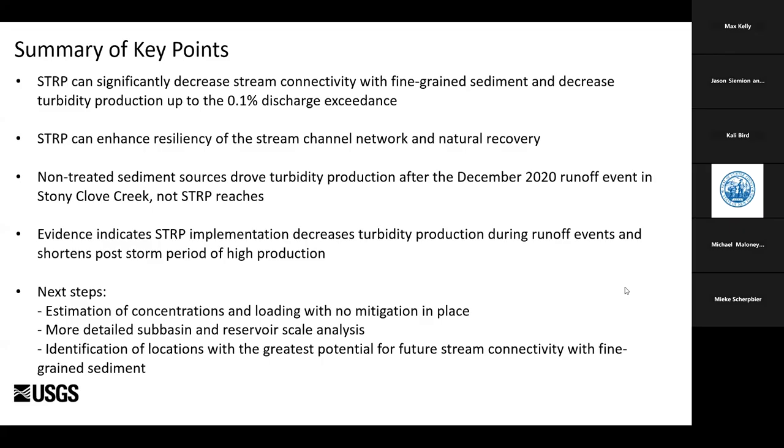And we're also going to identify locations that have the greatest potential for future connectivity of the stream with the fine-grained sediments. And we're doing that through some remote sensing work and some geophysical analysis of the extent of the clay material within Stony Clove and Woodland Creek.